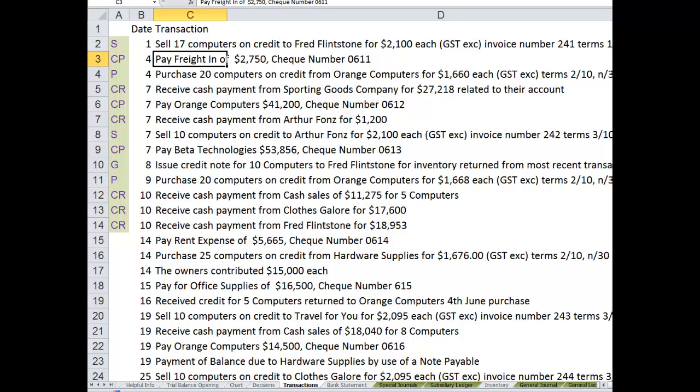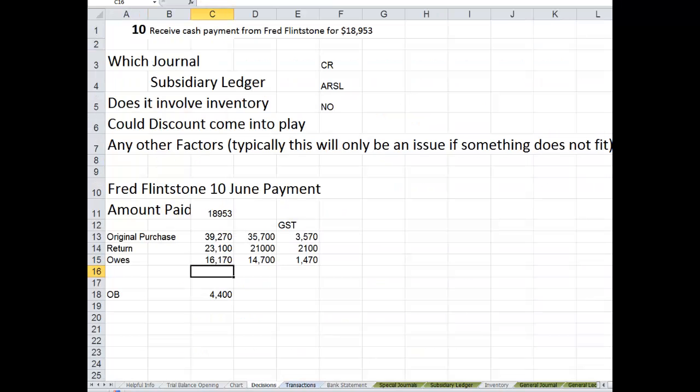So terms of trade, 10% discount if paid within 10 days. So let's have a look at the discount here. So equals divided by 10, 1617. Now that's going to be divided up into the GST and the cost. I better go it this way. So equals. So that discount in total, 1617, better be divided up into the cost and then into the discount.